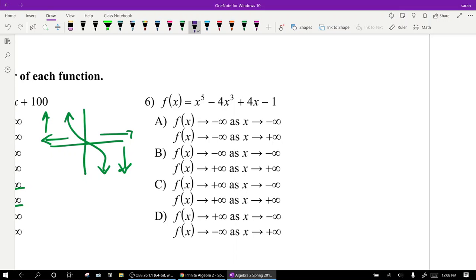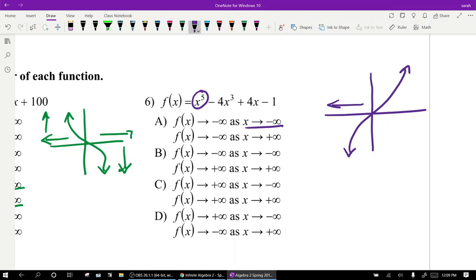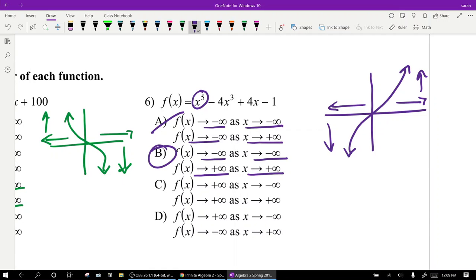Alright, next we have an odd positive. Okay, so odd positive is going to look like this. You'll need to make sure you remember all of these. Alright, so here we're going to start out as x approaches negative infinity, y approaches negative infinity. That's true. As x approaches positive infinity, y approaches negative infinity. Nope, that's not true. Alright, let's try the next one. As x approaches negative infinity, y approaches negative infinity. That's true. As x approaches positive infinity, y approaches positive infinity. That's true. So there's your final answer, B, for number 6.